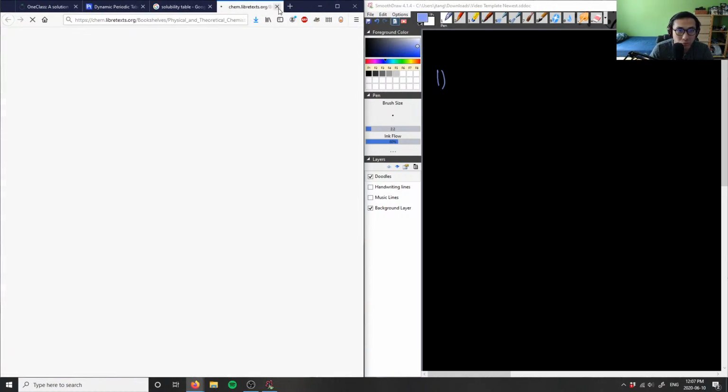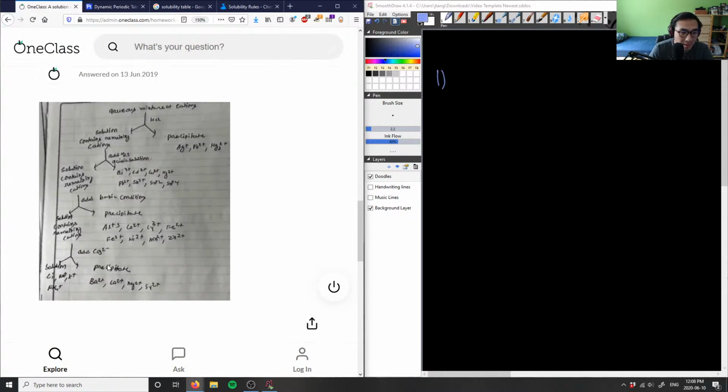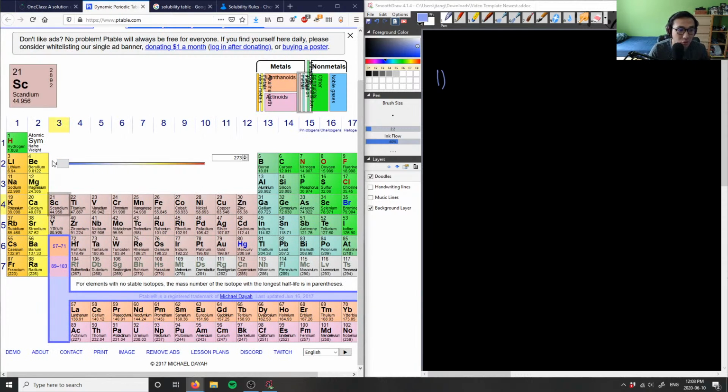Let's look at these rules here. Let's look at carbonate. So this is CO3. Since their carbonates are frequently insoluble, group 2 carbonates are insoluble here. So this means that it precipitates out. So barium, calcium, magnesium, these are all group 2 metals. So as you can see in the periodic table, these are group 2 metals, right?